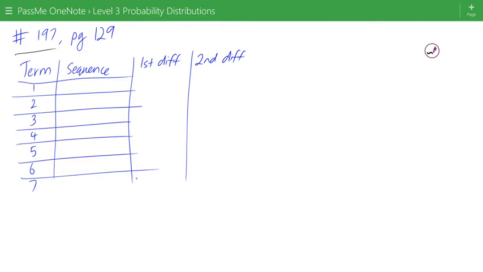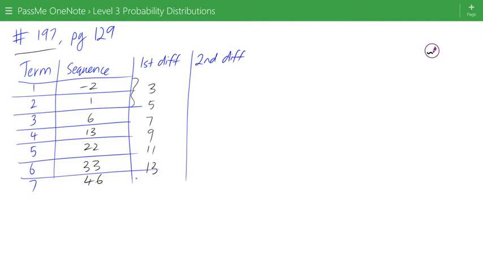So the sequence part of the table that I'm filling out is just the numbers from above. So negative 2, 1, 6, 13, 22, 33, and 46. The first difference is just talking about the difference between each term. So the difference between negative 2 and 1, that's 3. The difference between 1 and 6 is 5. The difference between 6 and 13 is 7. 13 and 22 is 9. 22 and 33 is 11. And 33 and 46 is 13.